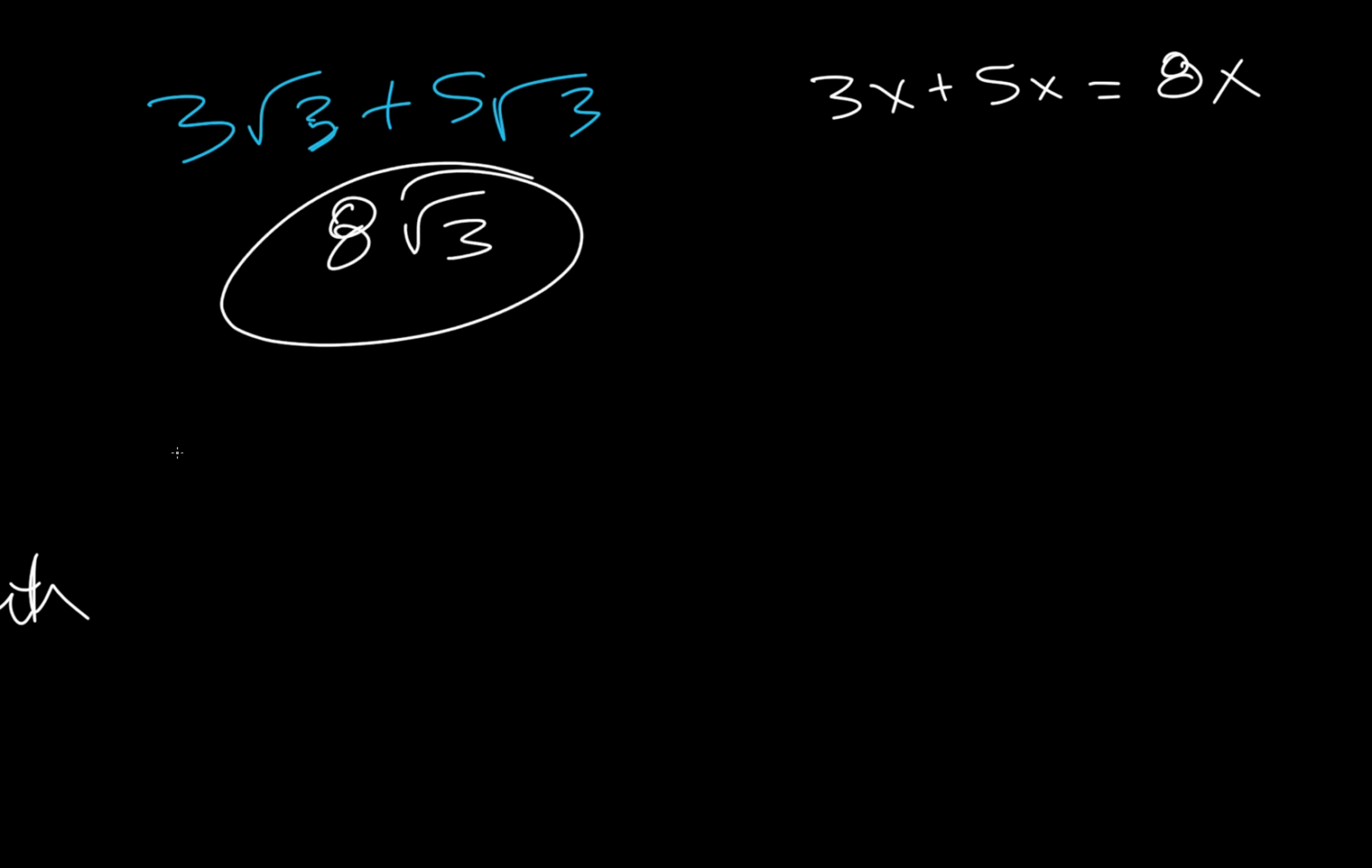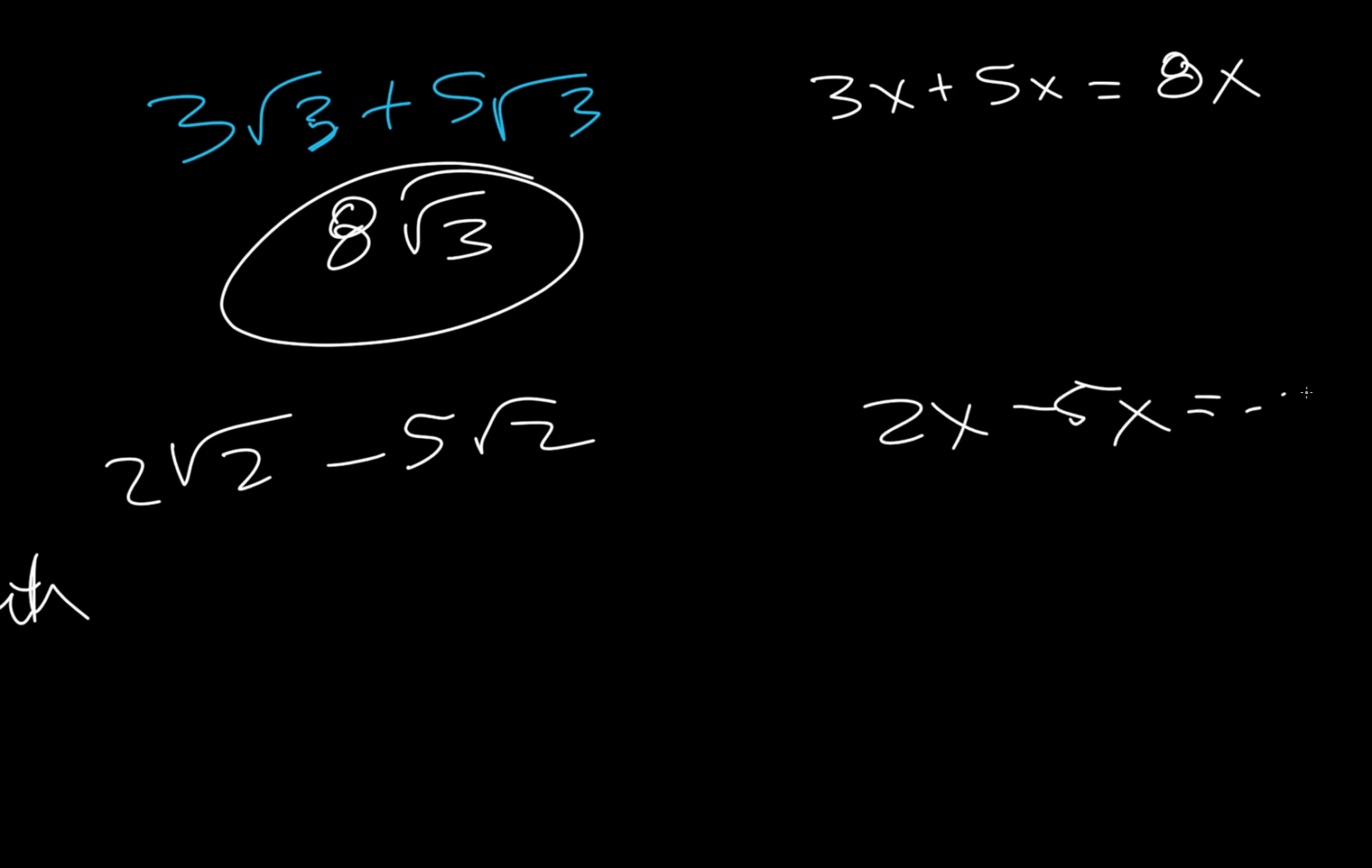Okay, now the next one is 2 root 2 minus 5 root 2. We would approach that as 2x minus 5x, which would be negative 3x. Same thing here, negative 3 root 2.